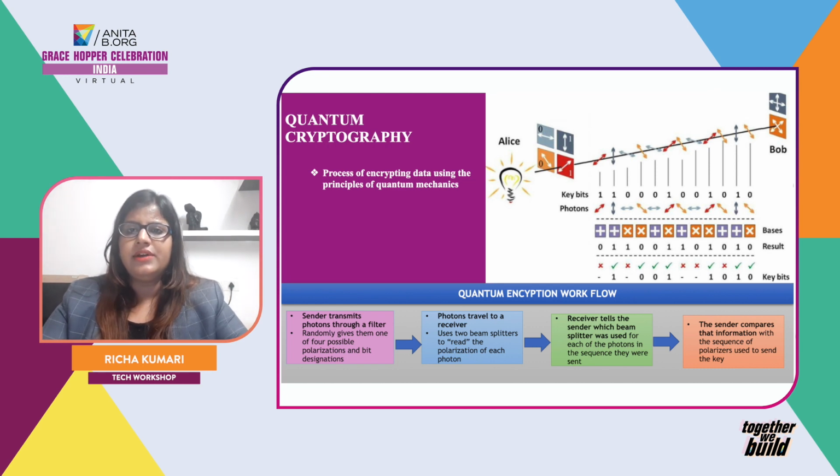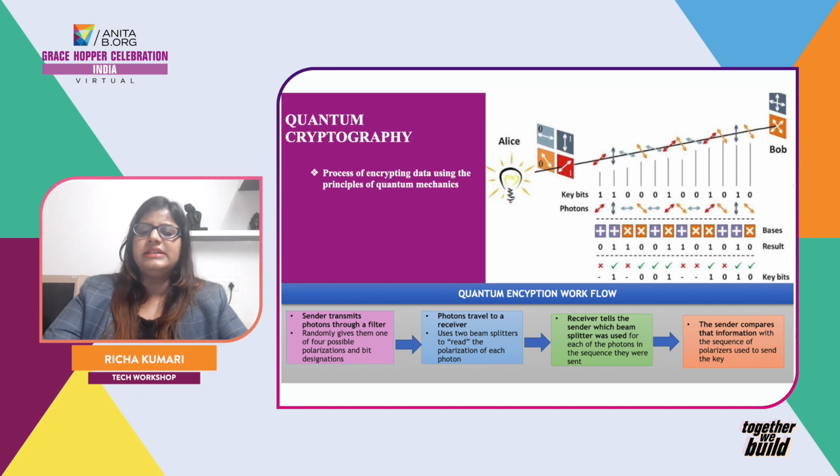In classical computing, cryptography is the process of encrypting data using the principles of normal classical computing. But here, we are not using mathematical calculation, only the features of quantum mechanics like superposition, qubits, and entanglement to encrypt the data. That is referred to as quantum cryptography.